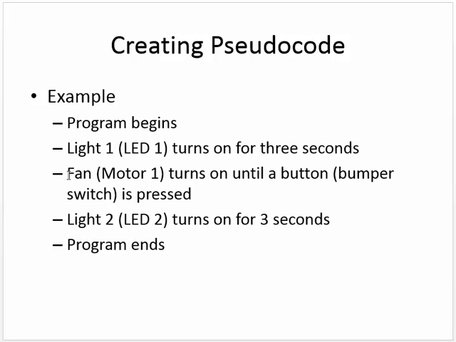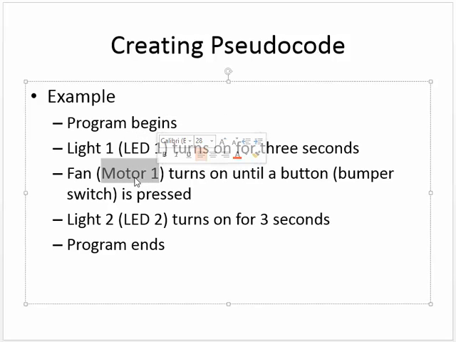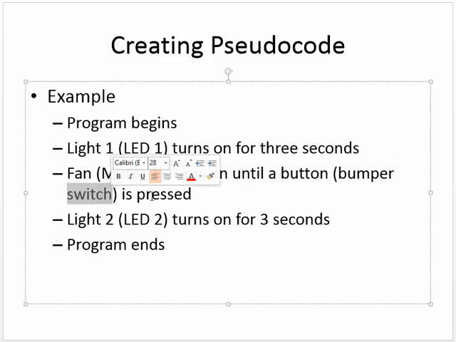Then we tell the computer the fan, which is motor 1, turns on until a button, which is the bumper switch. So here we're telling it this is our output device. The light turns on for once, that's our output. Again, here's our next output, the motor 1, until what? An input. We put something into the computer. Something puts information in the computer. In this case, it's a bumper switch.